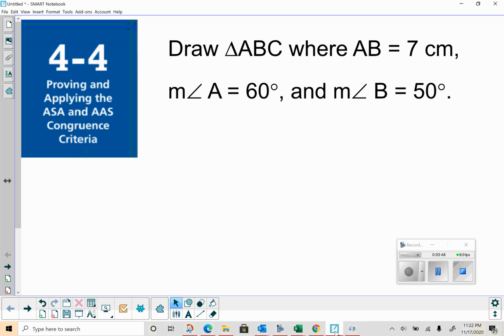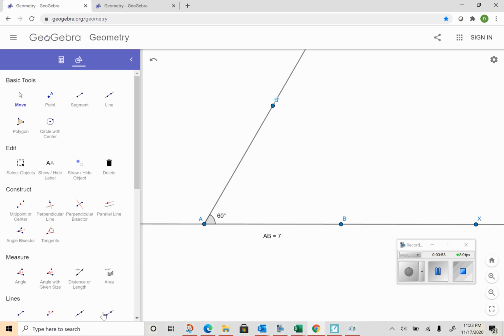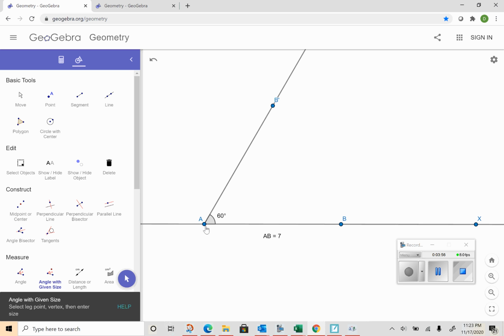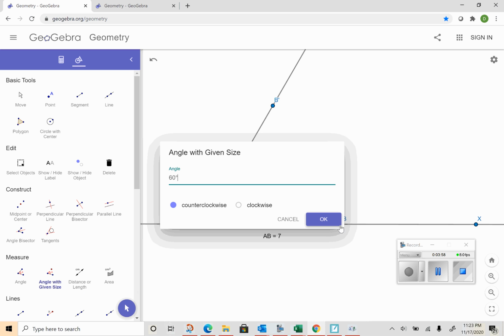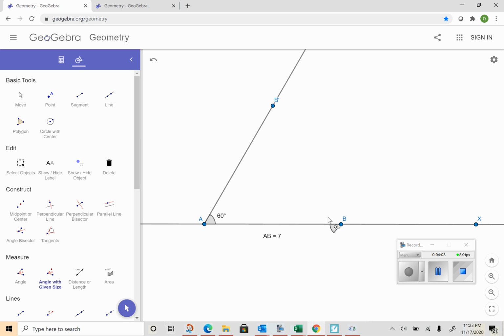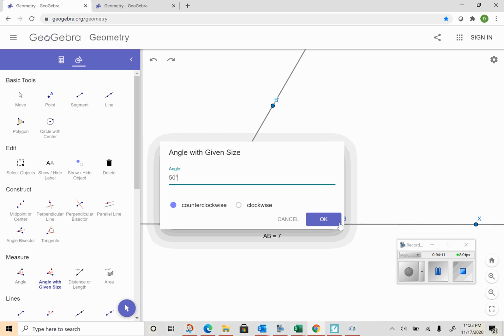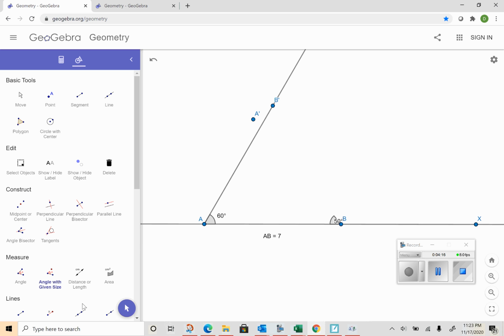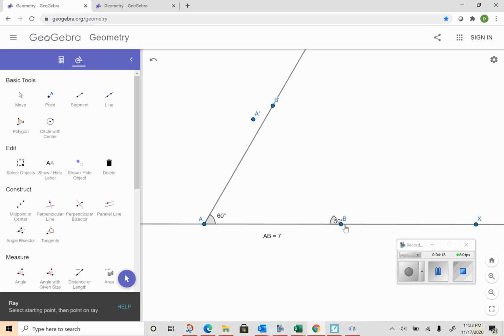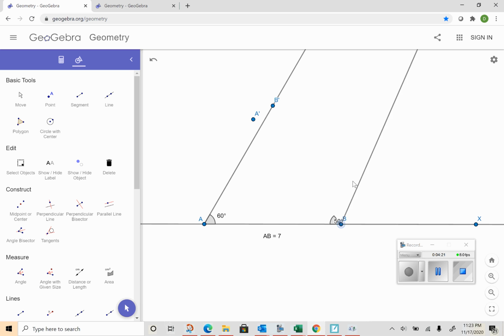And then the third piece of information, measure of angle B is 50 degrees. All right, so I need angle with given size. Vertex at B. This time I want this 50 degrees. And again, it went the wrong way. So that's headed in that direction. Goodness only knows how far. So then I draw this ray at 50 degrees. So it goes through here.